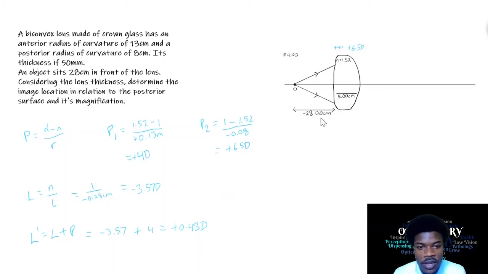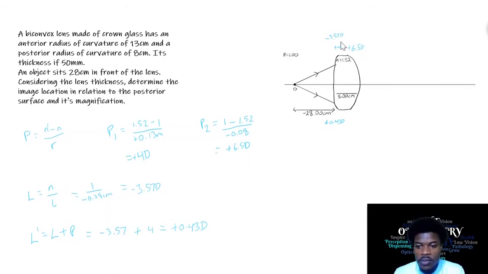Our image vergence, we can place this below. So plus 0.43 diopters. Also we can place our object vergence above as well. Let's place everything into our diagram. Perfect. And let's go right into what else can we find now.